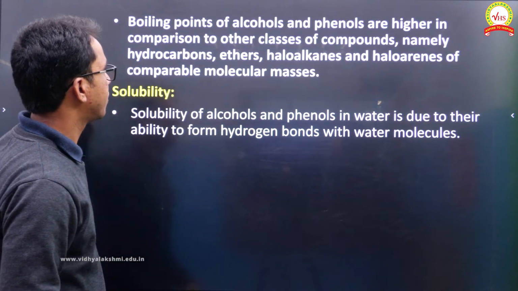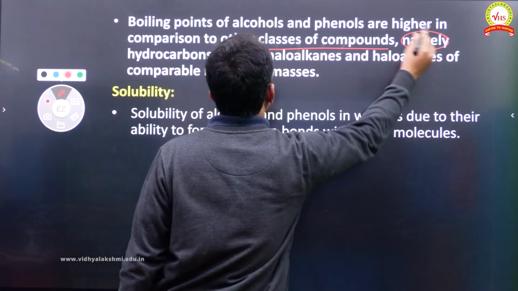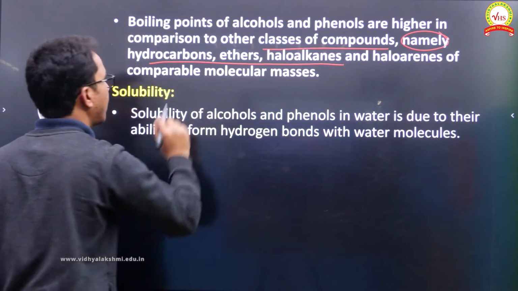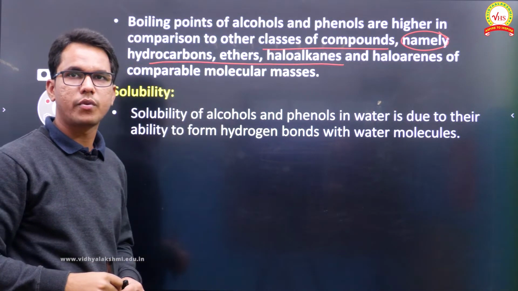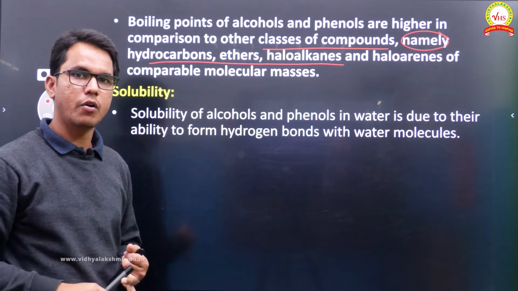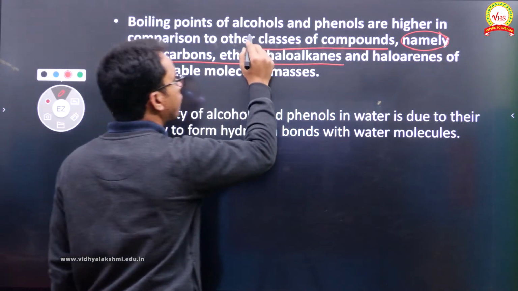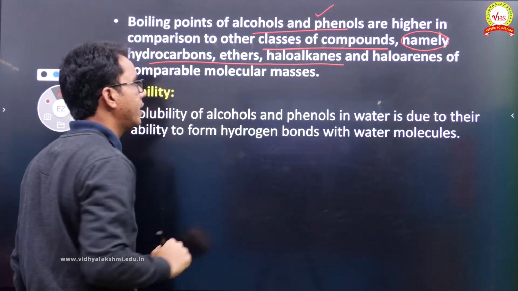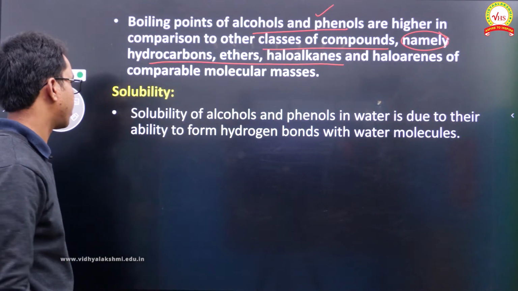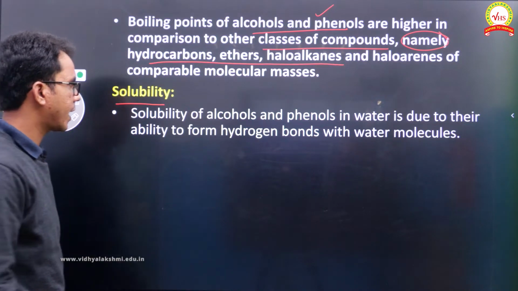boiling points of alcohols and phenols are higher compared to other classes of compounds, namely hydrocarbons, ethers, haloalkanes and haloarenes. If you compare the boiling points of alcohols and phenols with hydrocarbons, haloalkanes and haloarenes of the same molecular weights, alcohols and phenols will have higher boiling points. The reason is they can form hydrogen bonding, as we have already discussed. And if you take solubility, they are highly soluble in water because they can form hydrogen bonds again.